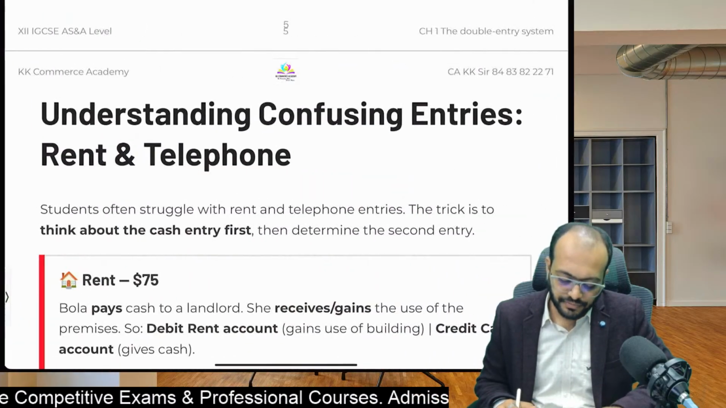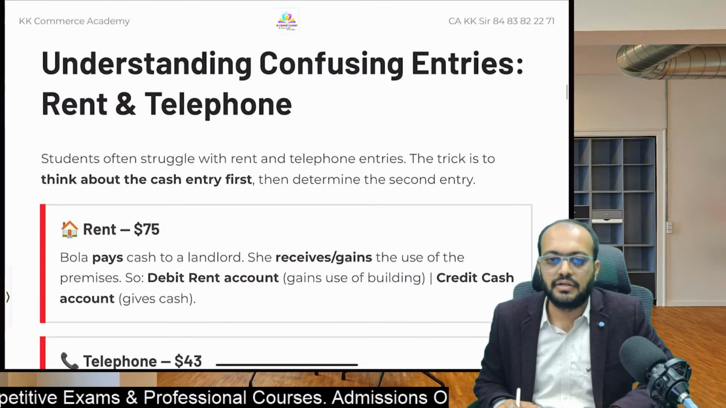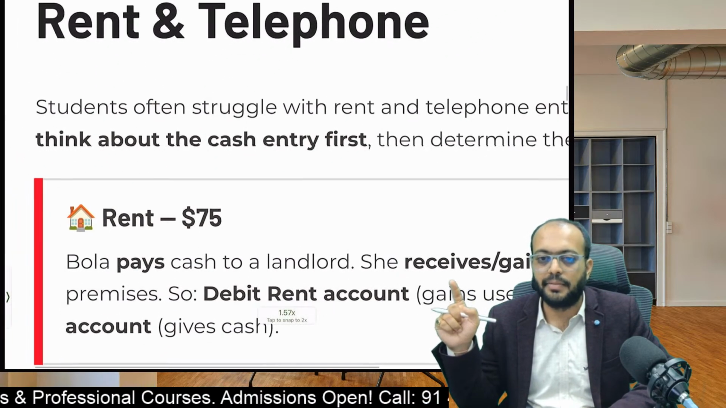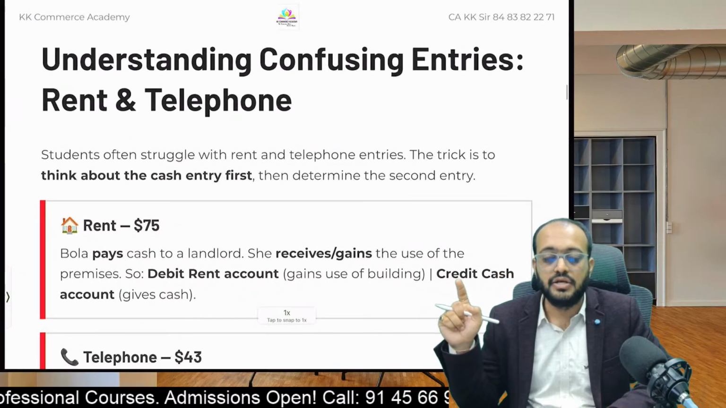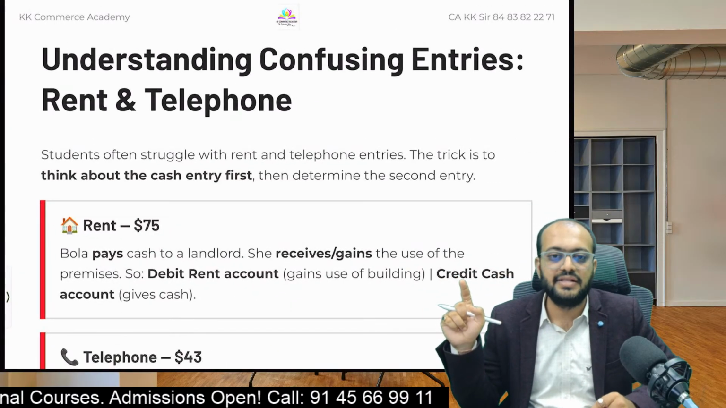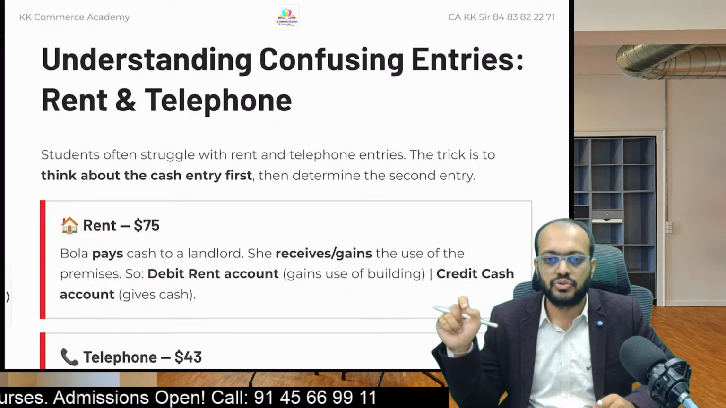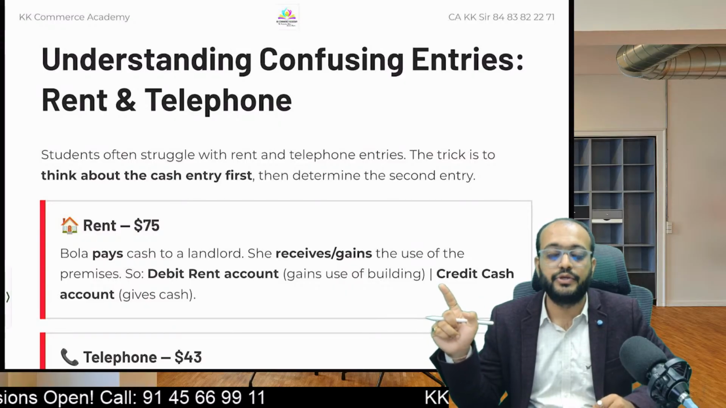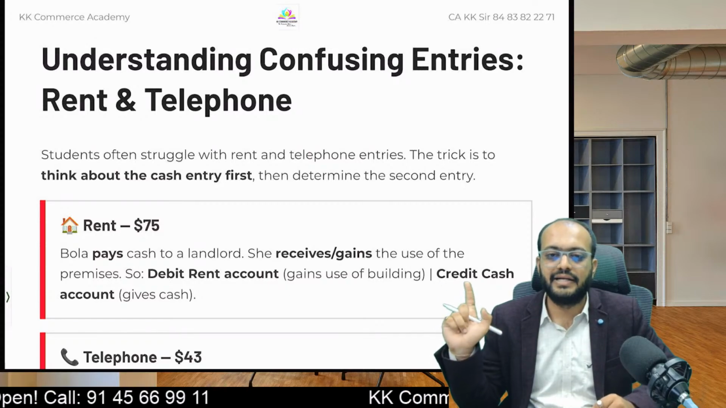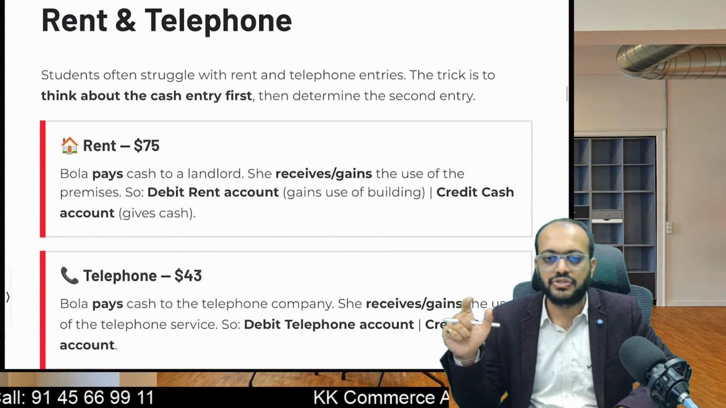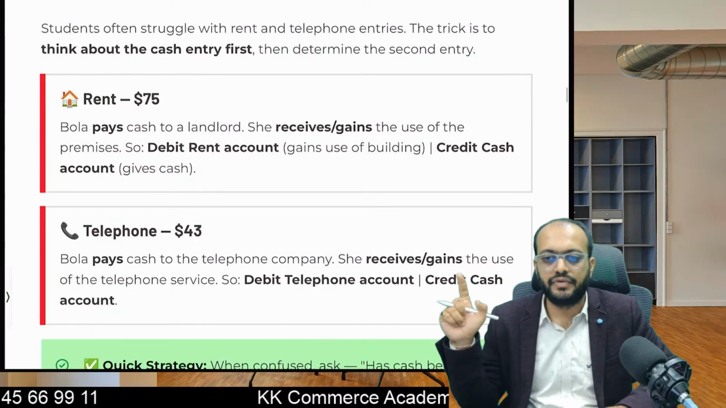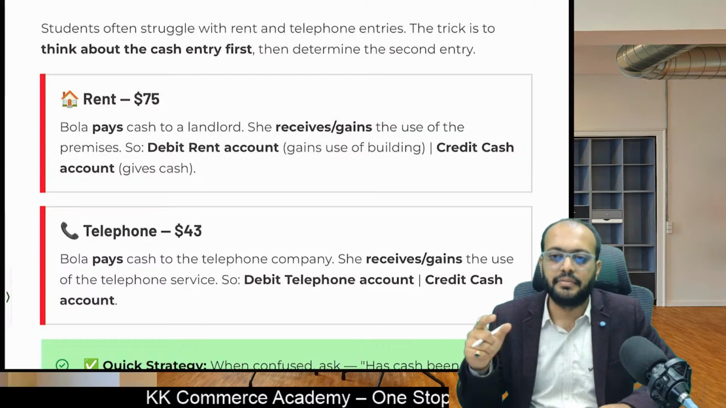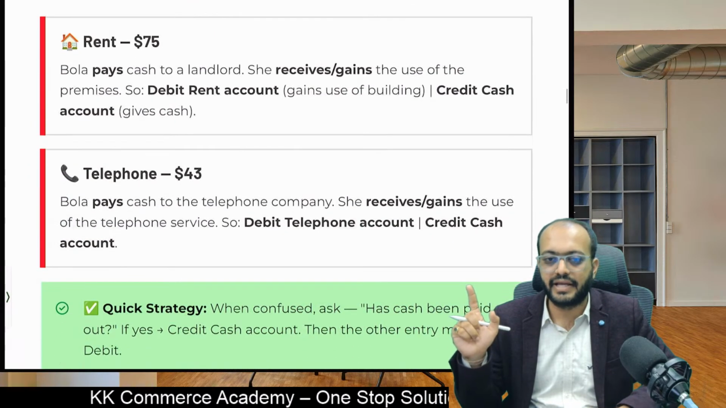Now students, $75 rent. Bola pays cash to the landlord, of course, right? So she gains the use of premises. So the debit is the rent account, because this is a gain for use of building. Credit the cash account because we gave the cash. In the case of telephone also, we are getting the benefit of telephone services and we are making payment of cash. That's why the telephone account is debited and the cash account credited.